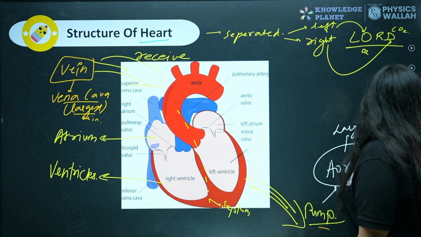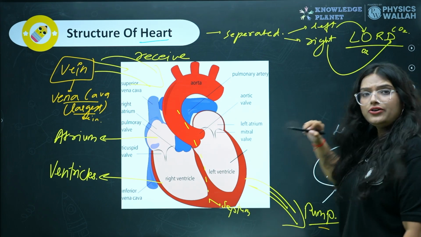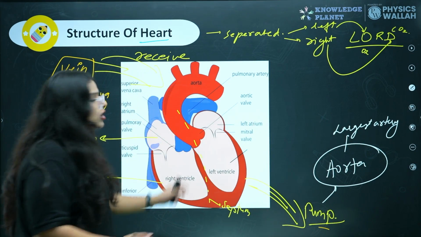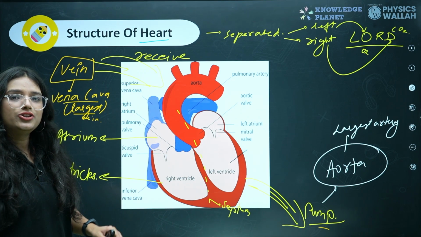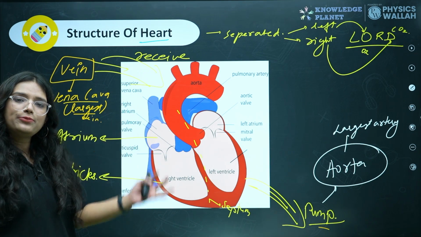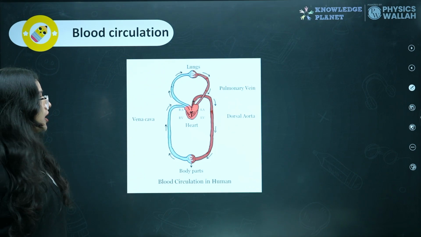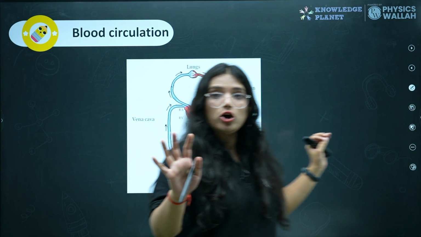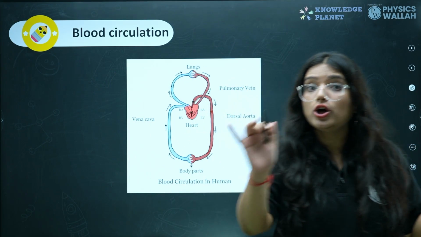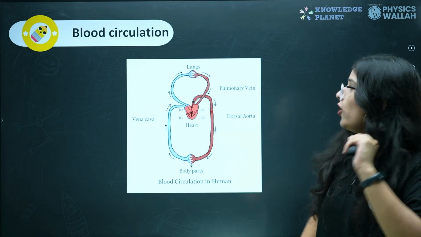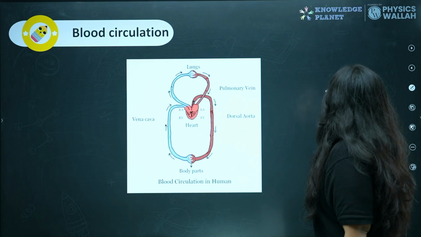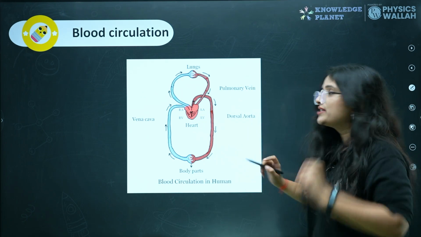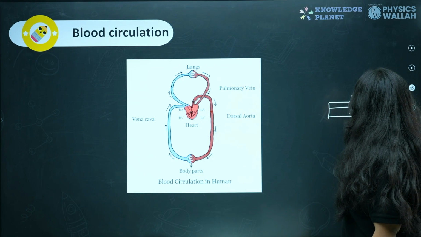Now, where do we find the pulmonary vein and pulmonary artery, those exceptions? Let's talk about the blood circulation, and there you will notice the function of this exception and the beauty of biology. So, just try to remember this diagram. It's very important and you can make it on your own as well. We have this heart here. The heart has 4 chambers, so we have drawn the 4 chambers.